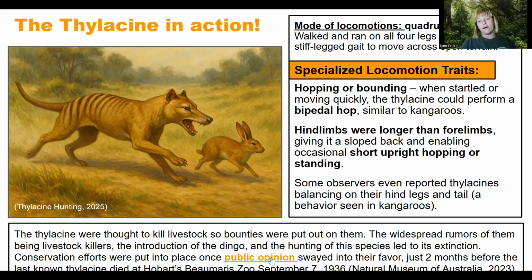So I did highlight for you public opinion here. And if you click on it, it'll take you to an article that shows a thylacine with a bird in its mouth. And so it's kind of misleading. I don't know if that had anything to do with how it swayed public opinion to think that the thylacine was a livestock killer and maybe drove it to be hunted more. Because as we know, the thylacine went extinct because of human hunting, because of us.